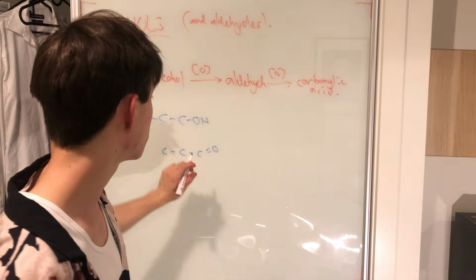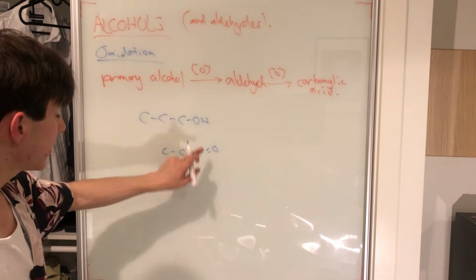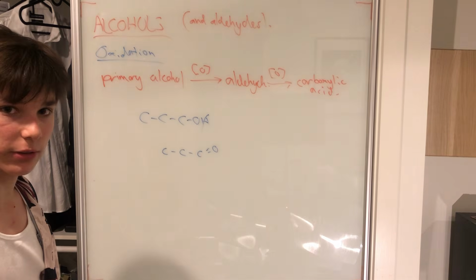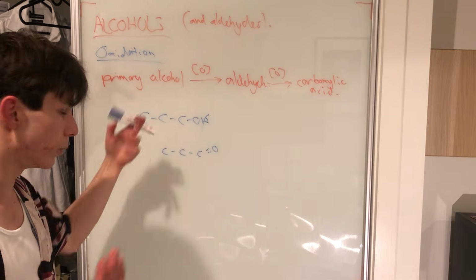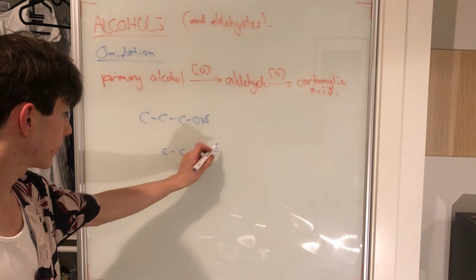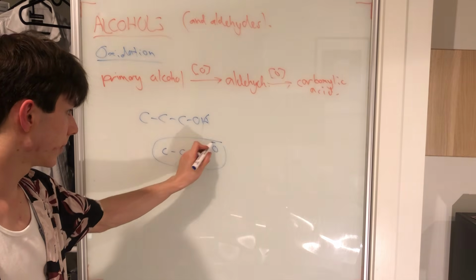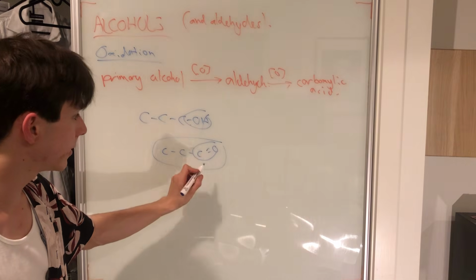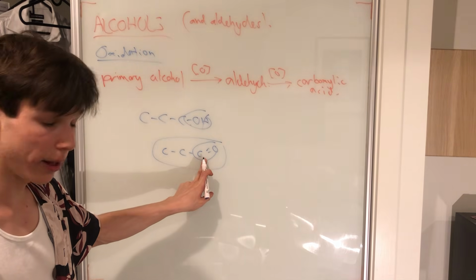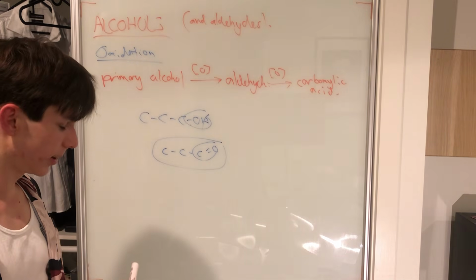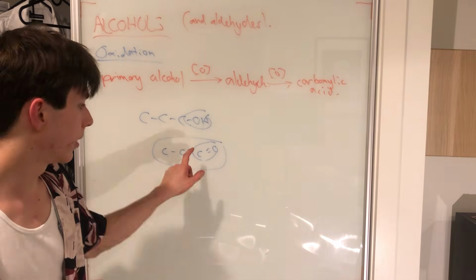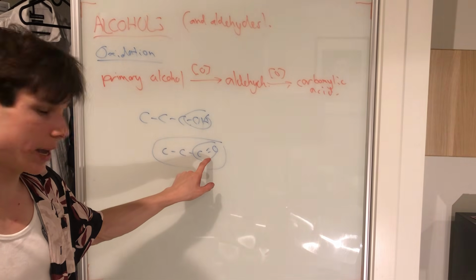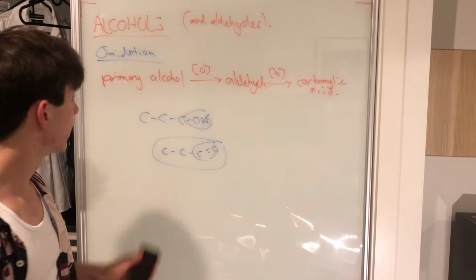There's going to be a reduction half reaction, which I'll talk about in a second. But this is kind of what's happening. This hydrogen is getting lost. We're losing an electron. Primary alcohol, the hydroxyl group is on the end. Aldehyde, the carbonyl group is on the end. On the end. Aldehyde.